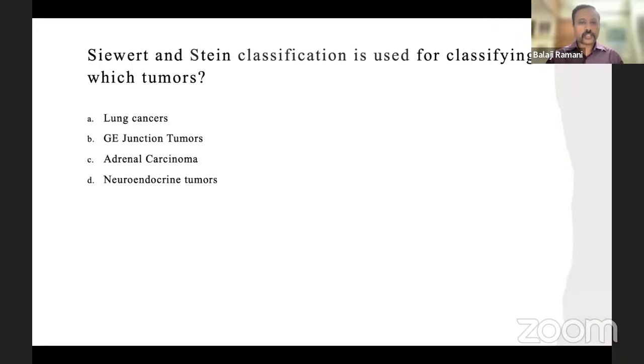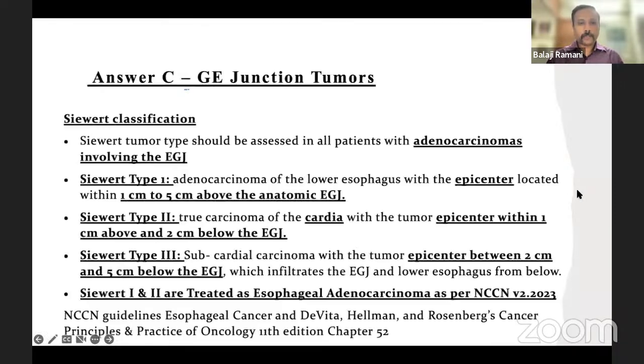Here this is a pretty straightforward question. The Siewert and Stein classification is used for the diagnosis of GE junction or OG junction tumors. Both are essentially the same, gastroesophageal junction or esophagogastric junction tumors. So that is what the Siewert classification is used for. The answer is going to be B. Most of you would have gotten this answer right in the grand test.